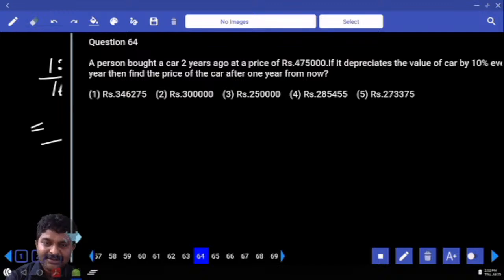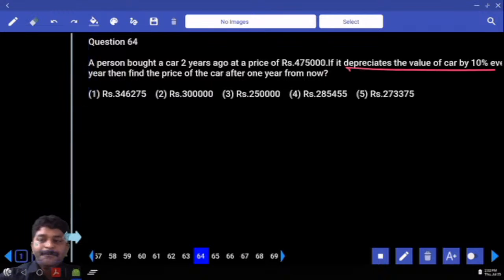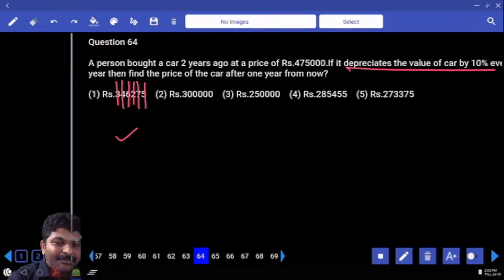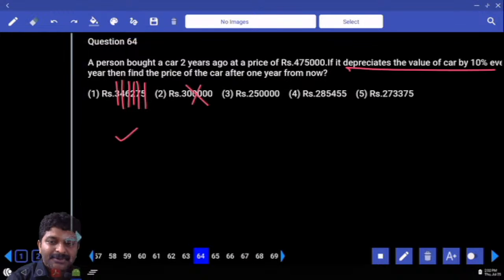Two options are there. We have to calculate. Right, what I verified was that every year it depreciates by 10%, right? Then it becomes 90% value. It should be a multiple of 9. Verify it. First option: 6 plus 3, 9. 7 plus 2, 9. 4 plus 5, 9. It is a multiple of 9. Second option, not possible. Third option, not possible.